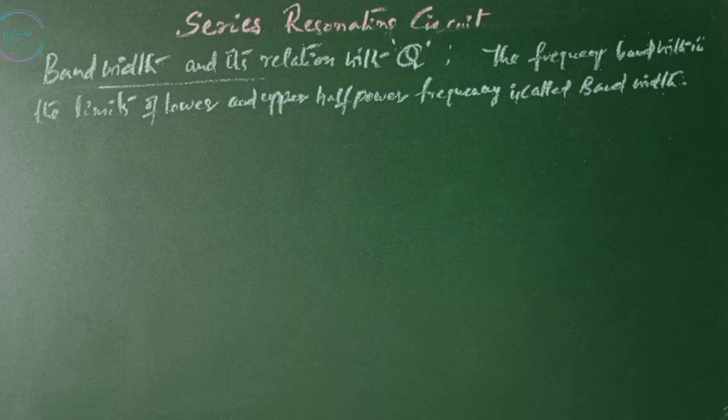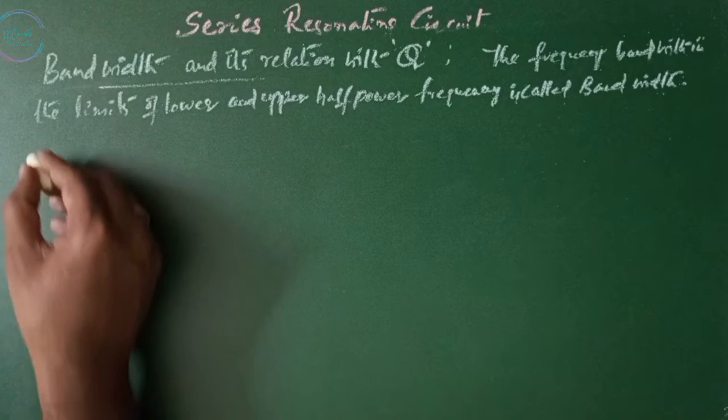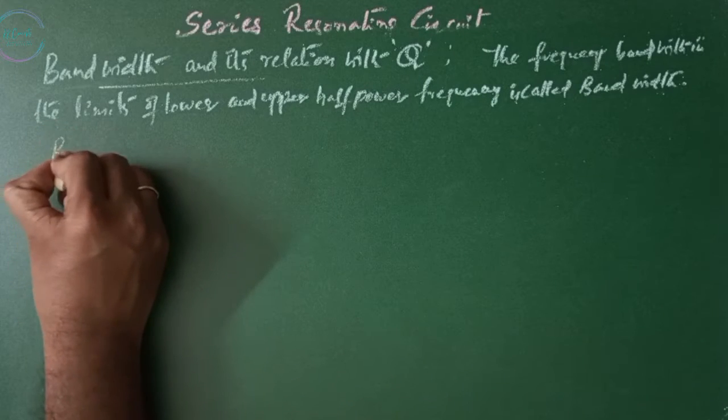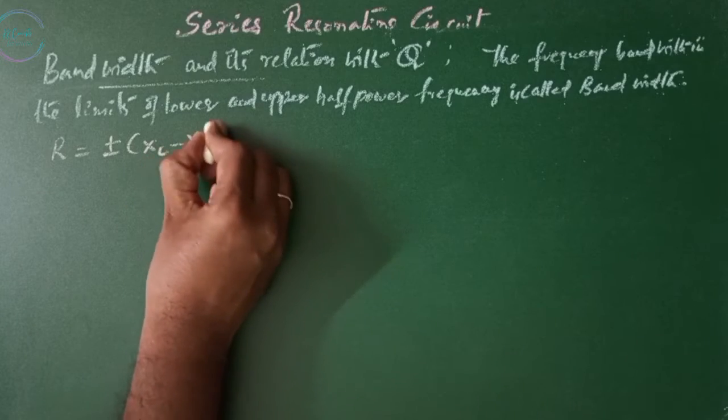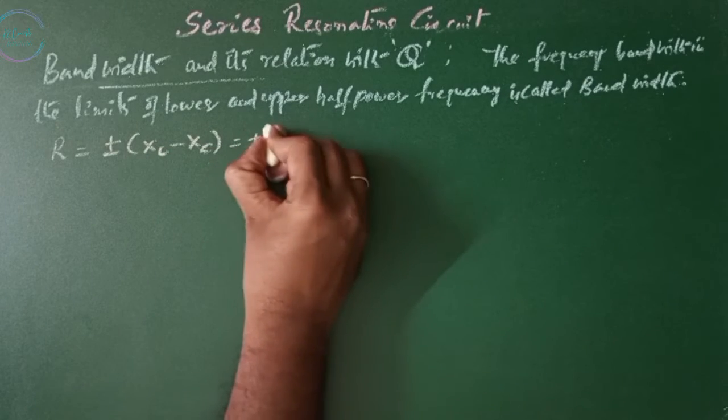Bandwidth and its relation with Q. The frequency band within the limits of lower and upper half power frequencies is called bandwidth. At half power frequencies, the net reactance of the series resonating circuit equals R, that is, R equals plus or minus (XL minus XC), plus or minus reactance X.